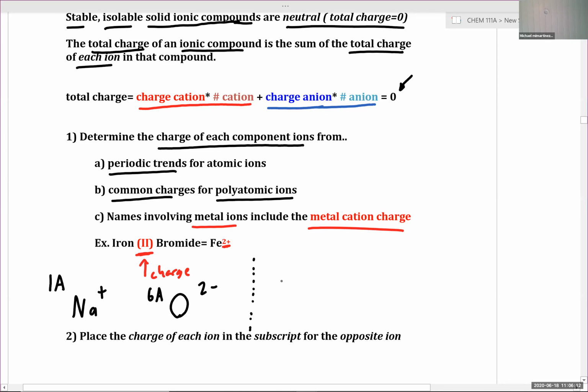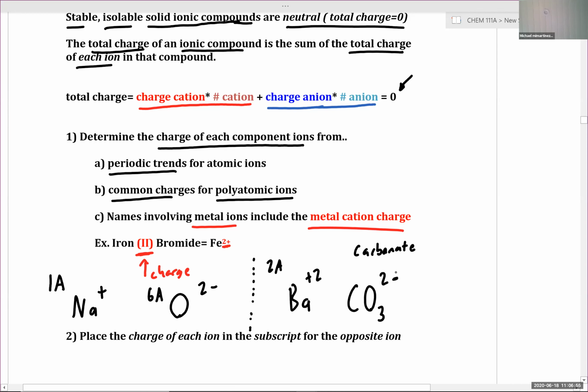This time we have barium and carbonate, which has the formula CO3. What is the preferred charge for barium, which is a 2A element? Yep, +2. And for carbonate, what is the preferred charge? This one you'll need to go back to that polyatomic ion table. For carbonate, it's actually 2-.